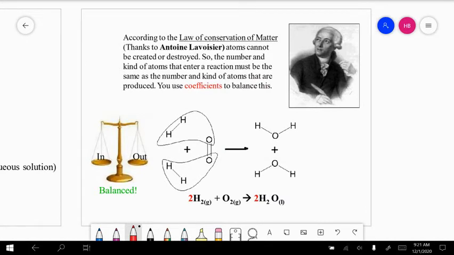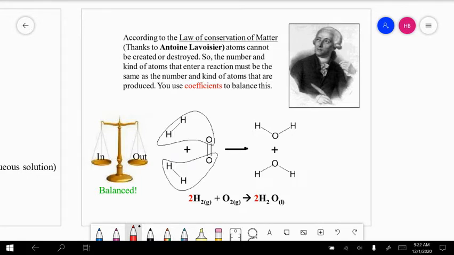Antoine Lavoisier studied this. He was the father of modern chemistry, and he was very influential in moving the sciences forward, out of the more religious part of history that controlled science and philosophy, to the more scientific part. So atoms cannot be created nor destroyed. The number and kinds of atoms that enter a reaction must be the same as the number and kinds of atoms that exit the reaction.